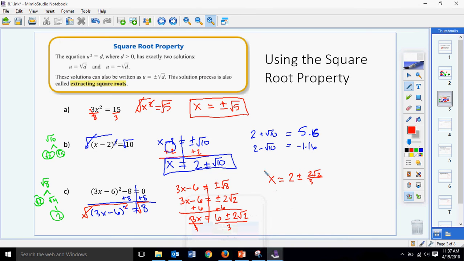Remember, this represents two solutions here. If you typed in 2 plus 2/3 square roots of 2, you'd get about 2.94. If you typed in your calculator 2 minus 2/3 square roots of 2, you'd get about 1.06.